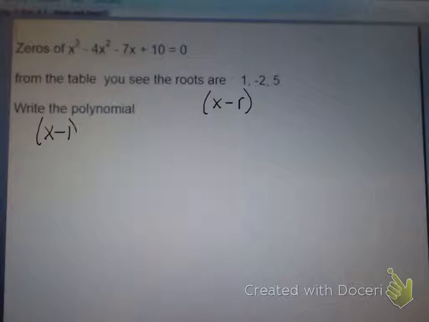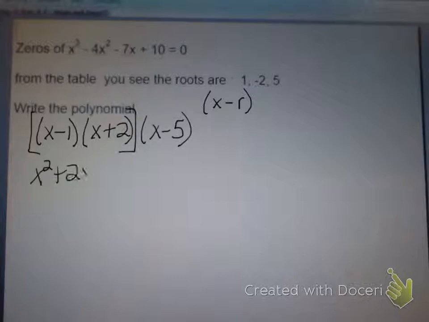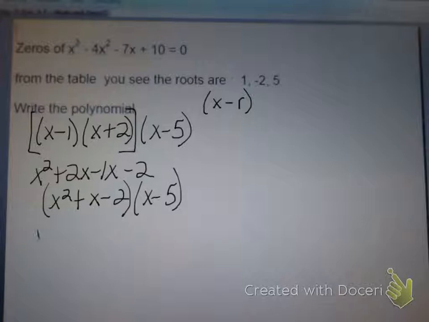Now, if we gave you the zeros and told you the roots, we can go backwards and find the polynomial. To do that, you have to put the roots in factor form. And remember, it's always x minus the root. Multiply the two binomials together first to get a trinomial, and then multiply that trinomial times the binomial.